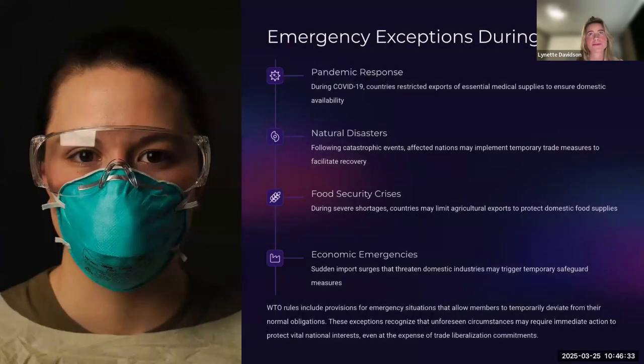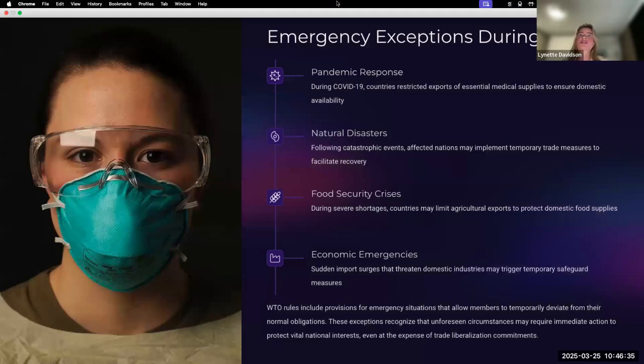If you think about emergency exceptions, well, I'm sure we can all think of some examples over the past years, right? Let's hope it won't happen again. But during the pandemic, during COVID, yeah, many specific products were restricted. Many face masks were imported all over the world to ensure safety. But we can also think about natural disasters like hurricanes or other specific regulations to facilitate recovery. We also have food security, think of shortages, and also economic emergencies.